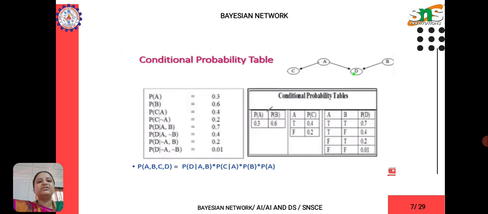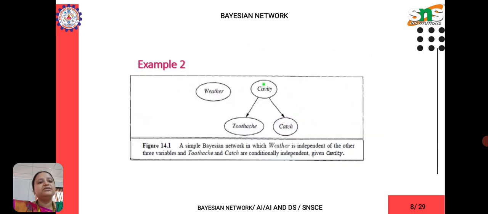As in the previous video, we have seen how the probability is distributed. For each thing you will be given some values and you have to calculate based on the formula, which is nothing but the Bayesian rule. The next example is the cavity problem, which we saw in the previous video. You will have different variables, for example cavity, toothache, catch, and weather. Weather is an independent variable.